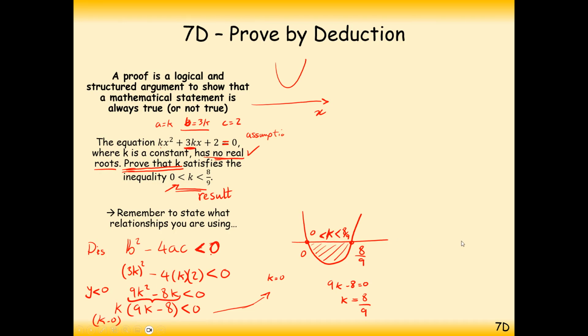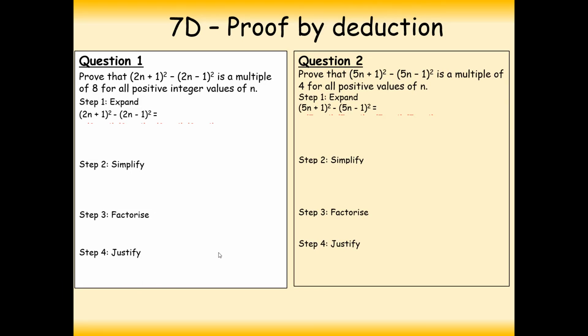Alright, so let's look at the next example. I've made a few more examples. In these last two examples, you've been told to prove that the expression there is a multiple of 8. In the book there weren't many examples with multiples. What it means is that if I manipulate this algebraic expression to start with, I should end up with something that's got 8 as a factor.